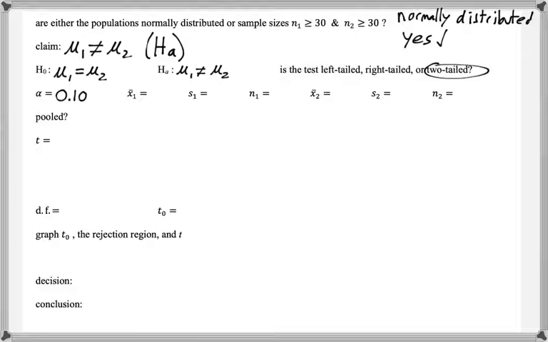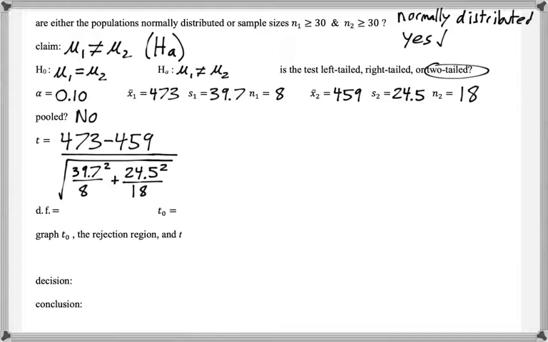Alpha is 0.10. X bar 1 is 473. S1 is 39.7. N1 is 8. X bar 2 is 459. S2 is 24.5. And N2 is 18. Now it says that the population variances are not equal, so the data is not pooled.